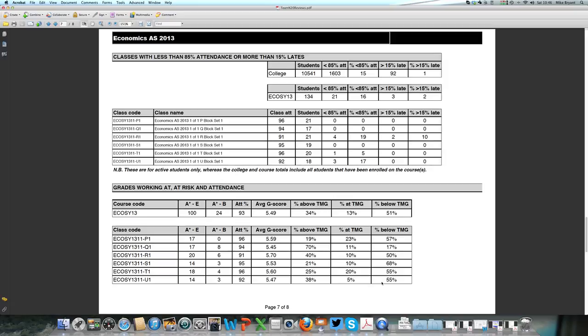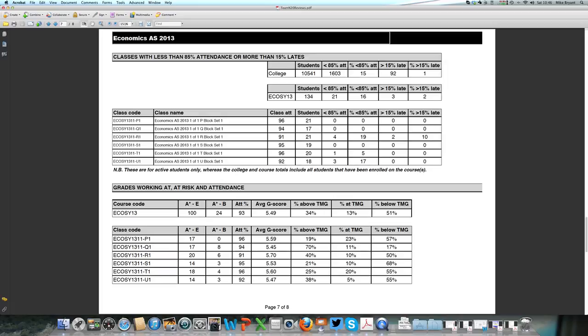So here's an example of in-year progress information for a course. And this is from AS Economics. So the report begins by giving the attendance patterns across the college. And then within the course, there are 134 students on the course, of whom 21, a relatively small number, have low attendance patterns. And that's apparent right the way through the data, just how strong the college's attendance picture is.